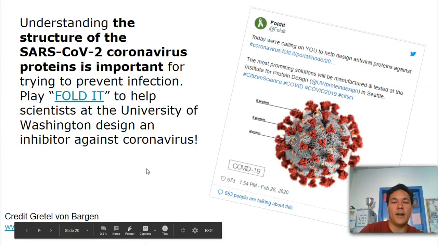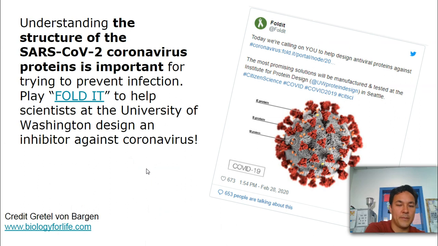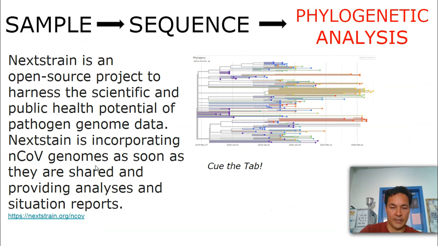Understanding the structure of this is important because then we can help to try and prevent infection. There's a game called Foldit. It's actually closed for now, but it's a protein folding game where they were trying to figure out the different proteins here and how they folded, et cetera. So it's actually video game players helping to figure out if we could make an inhibitor against it.